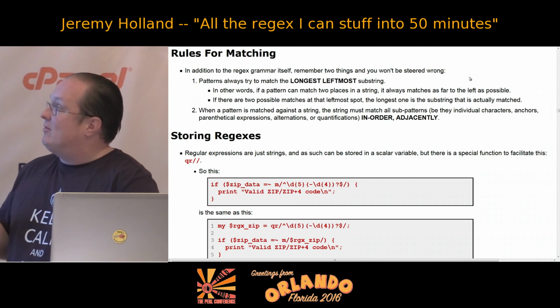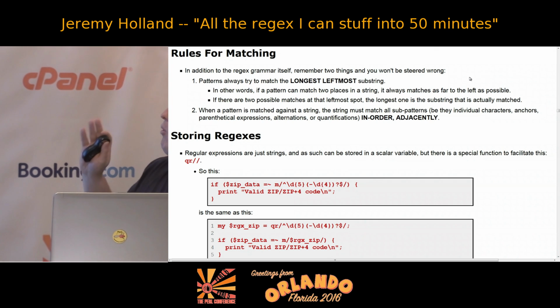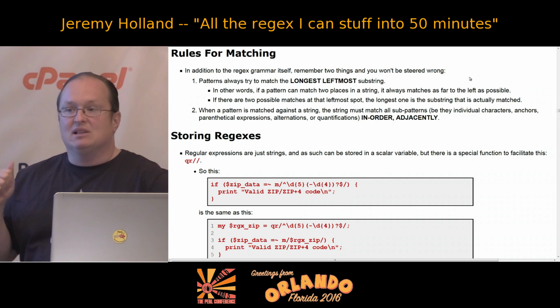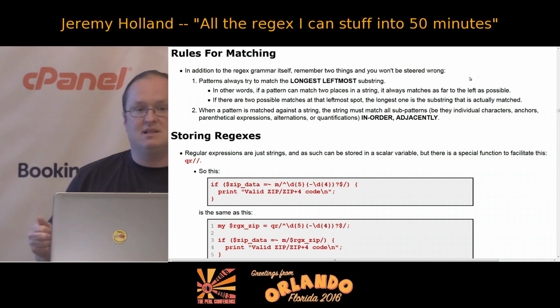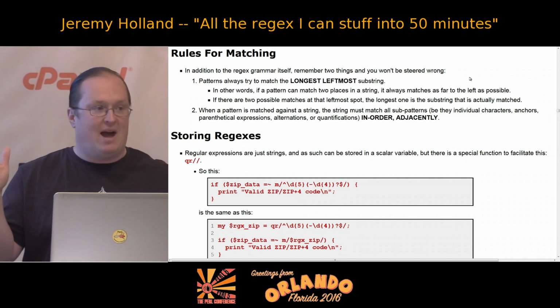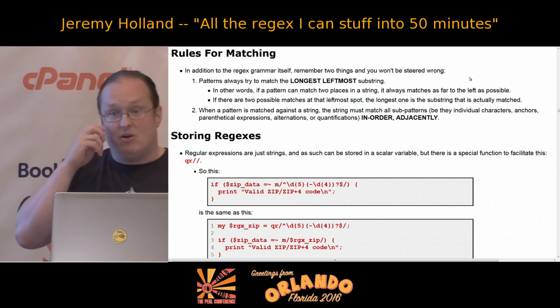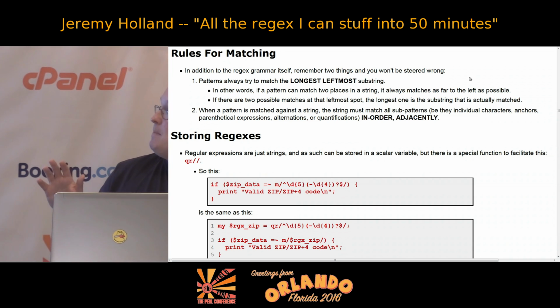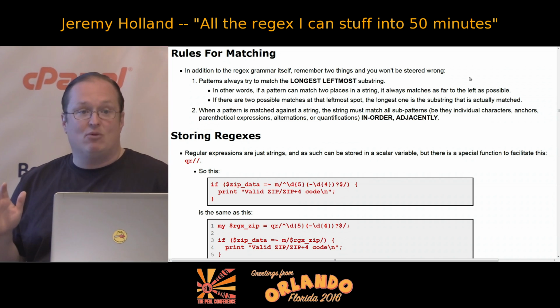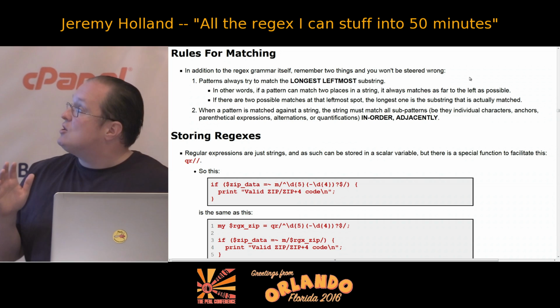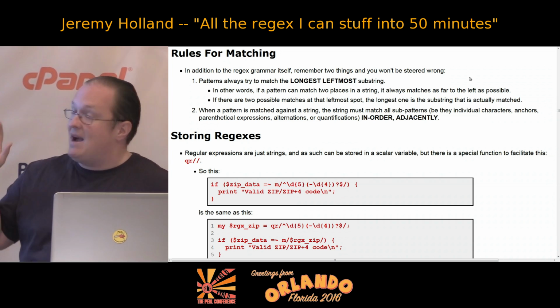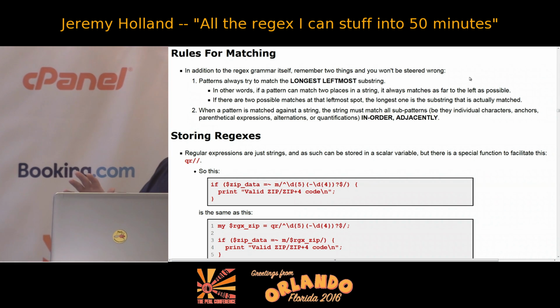The rules for matching, however, are very important. There's really only two things that you need to remember, though. The first is patterns always match at the leftmost position in the string possible. The reason for this is because the way the regex engine works is it starts at the first character and sees if it can make a match. And if it can't, it rewinds, goes to the second character, tries again, and so forth. So it's always going to find the leftmost possible place. At that place, it will match as much as possible. So patterns match the longest leftmost substring.